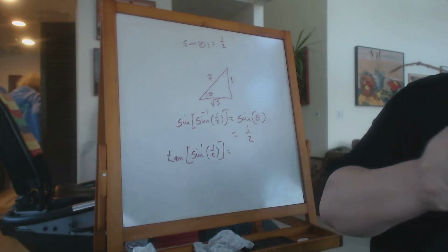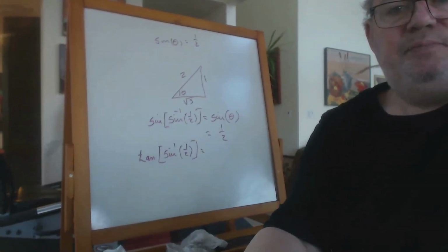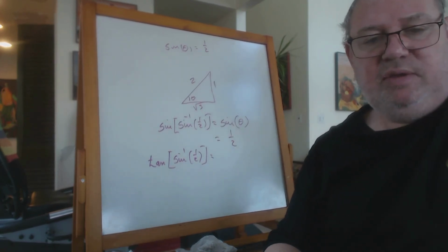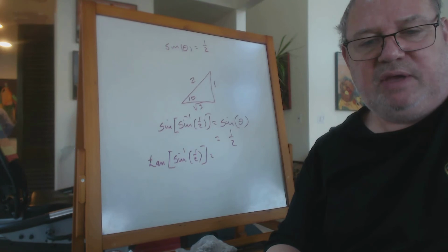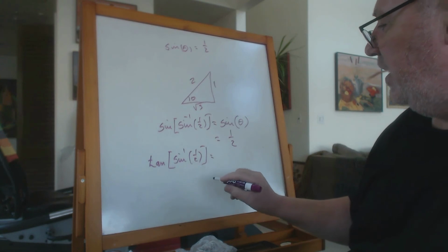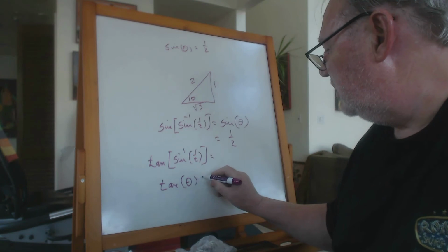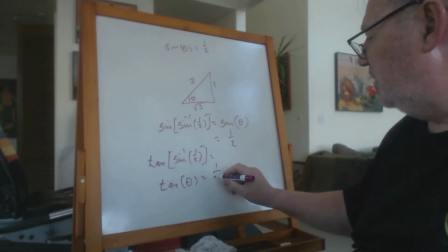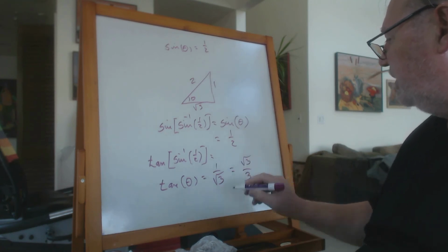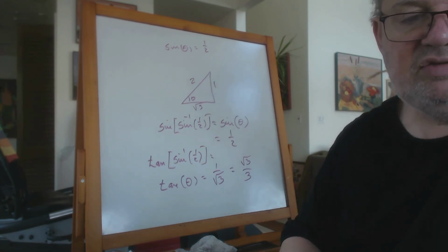So, we remember, going back to our definition, that arc sine of 1/2 is theta, so tangent of theta equals 1 over the square root of 3, or it's equal to the square root of 3 over 3. So we have that solution.